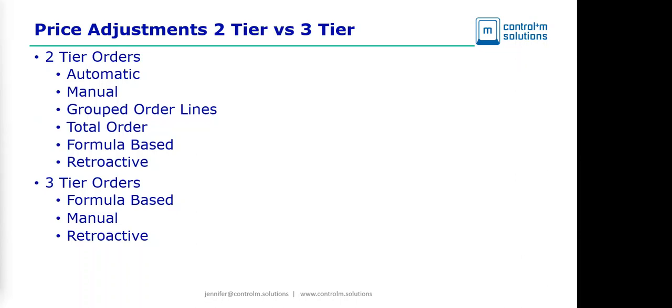So in my previous slide, I mentioned that adjustments can be used on both 2-tier and 3-tier orders. There is a difference, however, between which adjustment types can be used. 2-tier orders can use all types of price adjustments, where 3-tier can only use the formula-based, the manual, and the retroactive adjustment types.